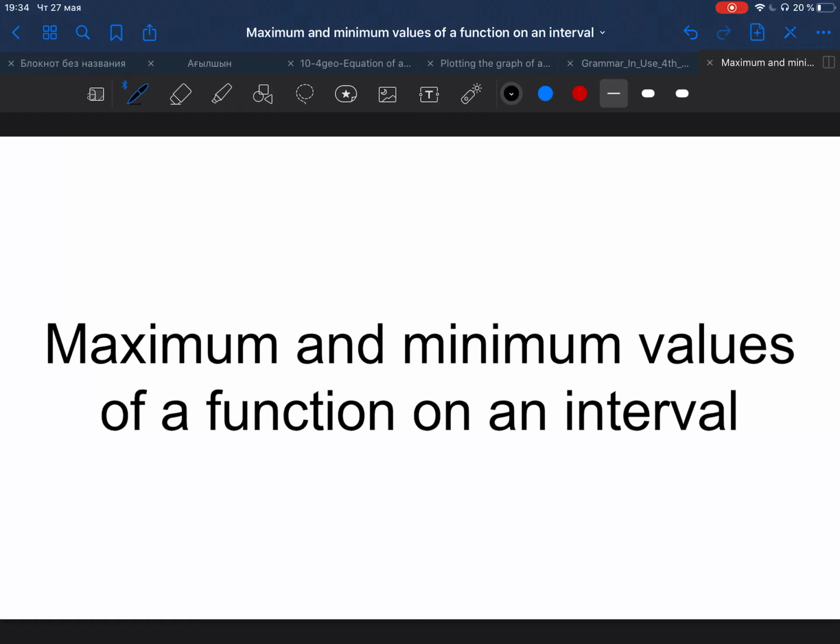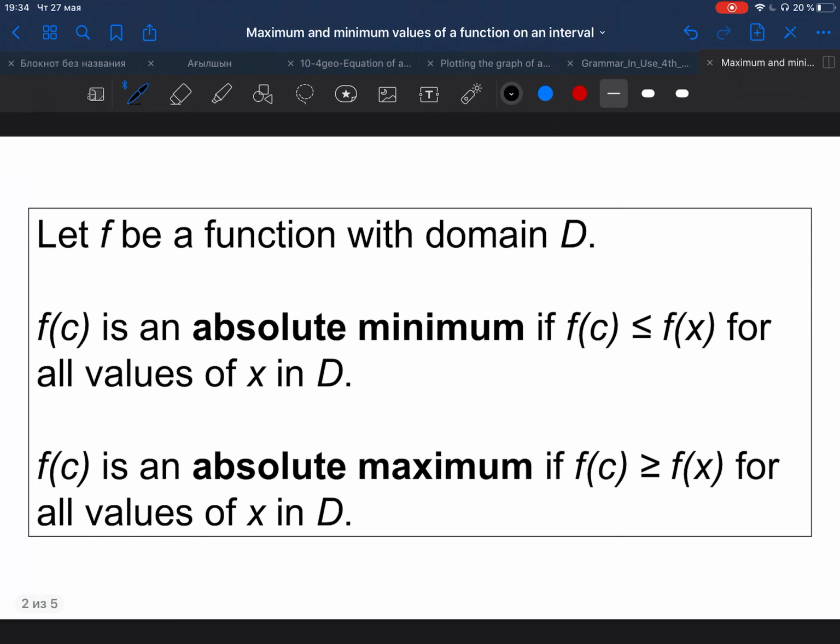Hello to everyone. In this lesson, you will learn how to find maximum and minimum values of a function on an interval. Let f be a function with domain D. f of c is an absolute minimum if f of c is less than or equal to f of x for all values of x in D. And f of c is an absolute maximum if f of c is greater than or equal to f of x for all values of x in the domain.